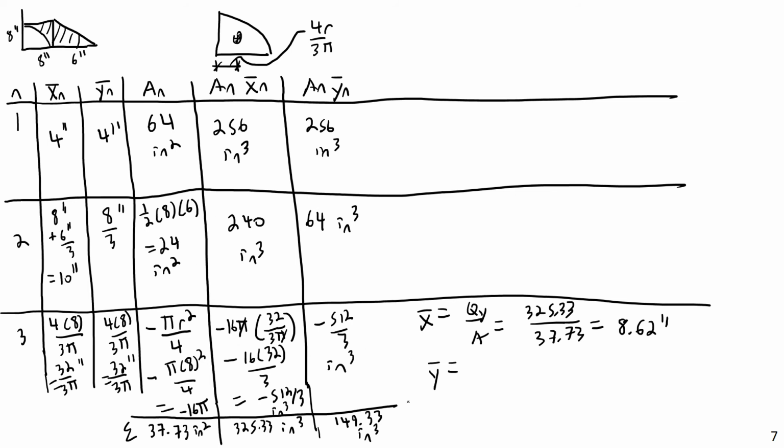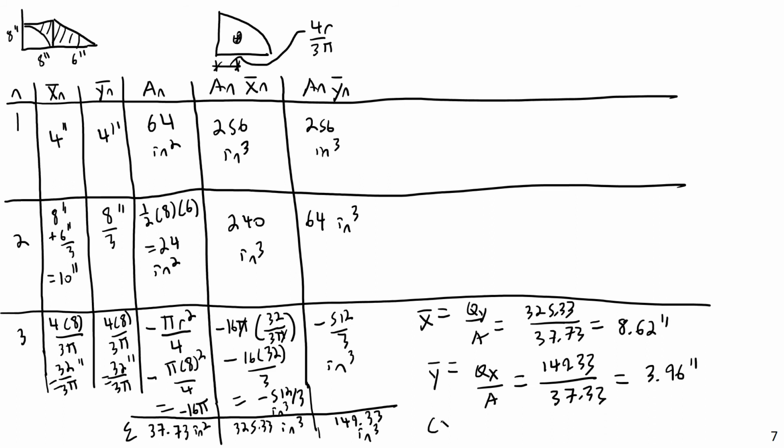We did have a few errors along the way, and hopefully we didn't miss any, but it's always possible. Y bar then is going to be equal to the first moment of area with respect to the x-axis divided by the overall area of the shape. And so that's going to equal 149.33 divided by the same area of 37.73, and this would have units of inches to the third power, and this would have units of just inches squared. Dividing those out, I get an overall y bar of 3.96 inches. Not inches squared, just inches.